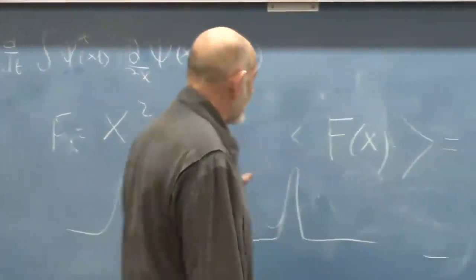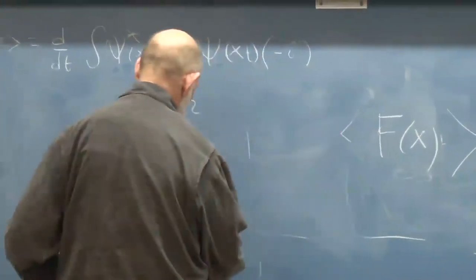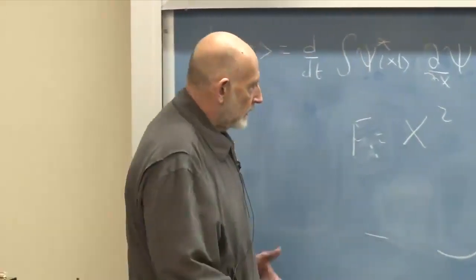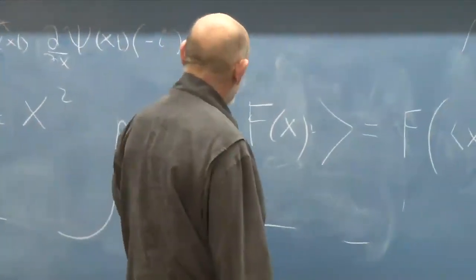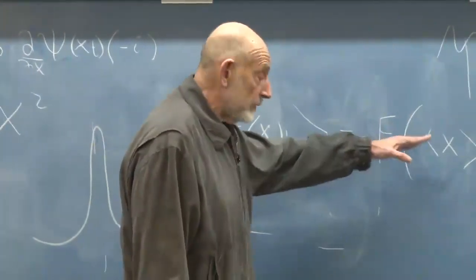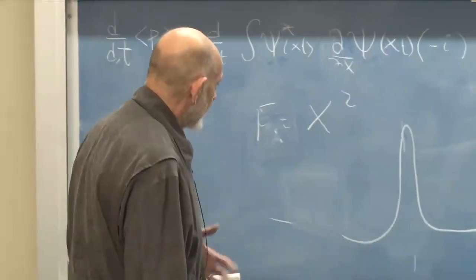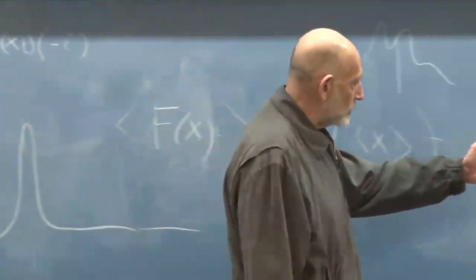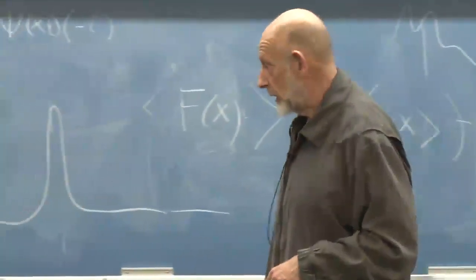It's only if the wave functions are nice and concentrated over a fairly narrow range. If they're concentrated over a reasonably narrow range, then the expectation value of f of x is the same as f of the expectation value of x. This is where we have cheated a little bit in saying this looks like the classical equation of motion. That depends on the wave packet being nice and coherent and well localized.